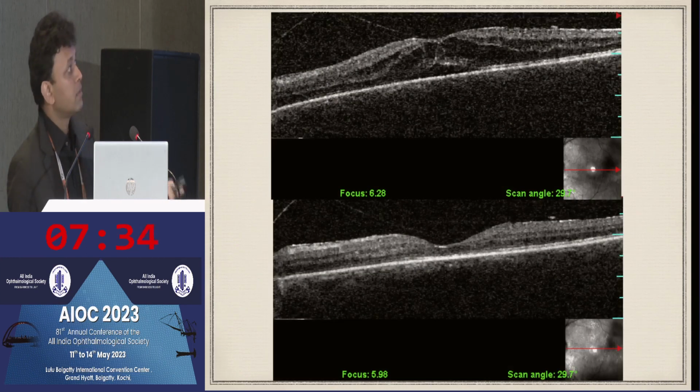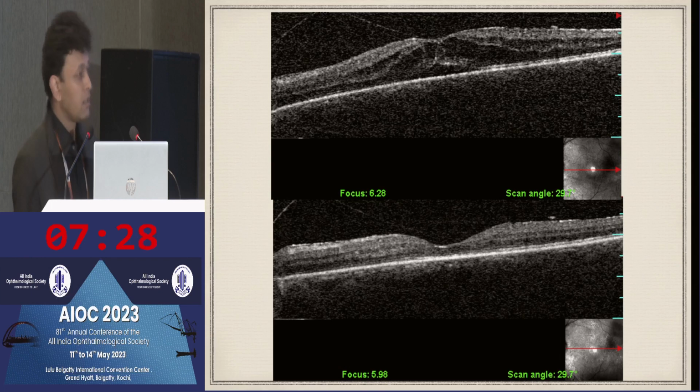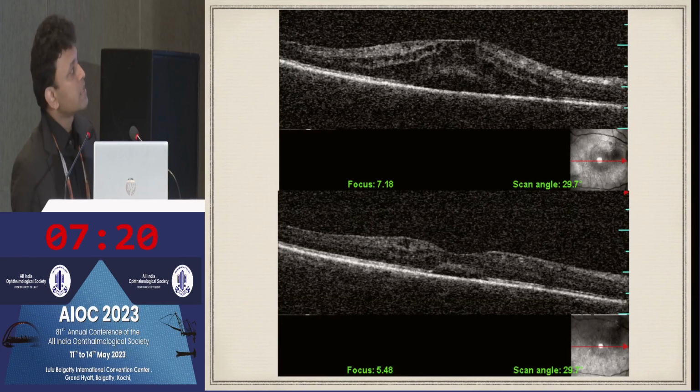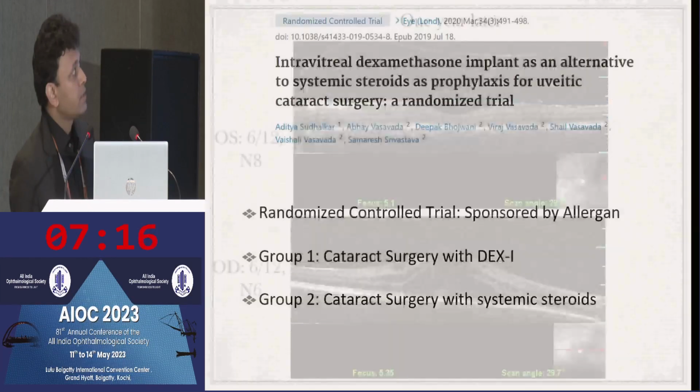So post-operatively, as you can see, first we chose the left eye. Complete resolution, never had a recurrence since, at least for the first 6 months. On an average, she needs about 1 injection per year per eye. This is the right eye, and then a similar procedure was done in the right eye as well.